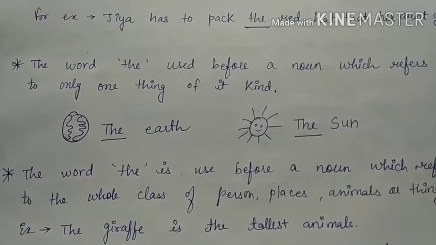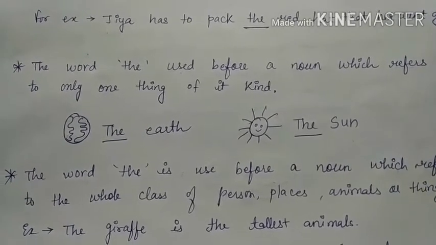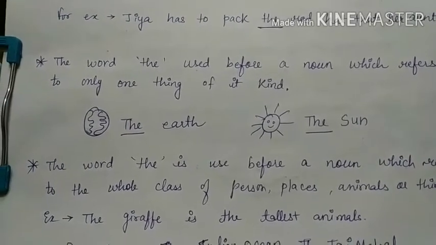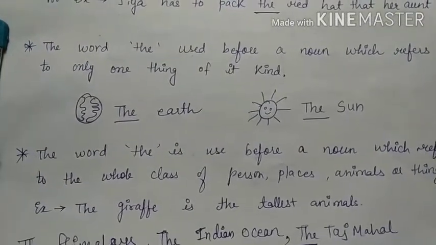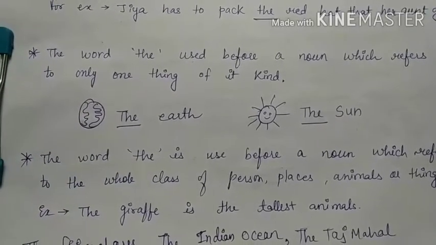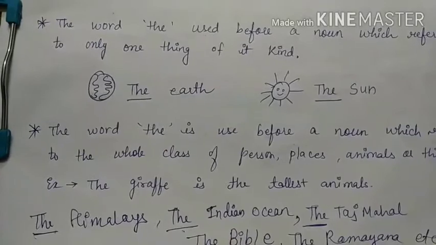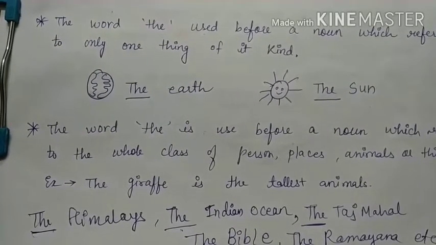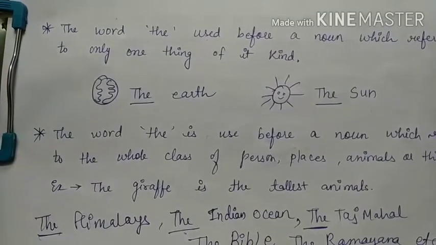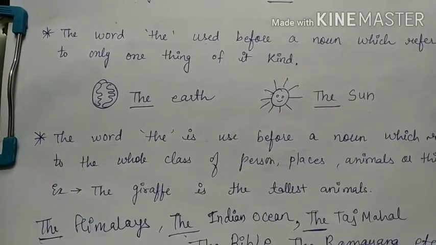Though we say the earth is round, the sun is shining. The word the is used before a noun which refers to the whole class of person, place, animal or thing. For example, the giraffe is the tallest animal. Here the giraffe refers to all giraffes.